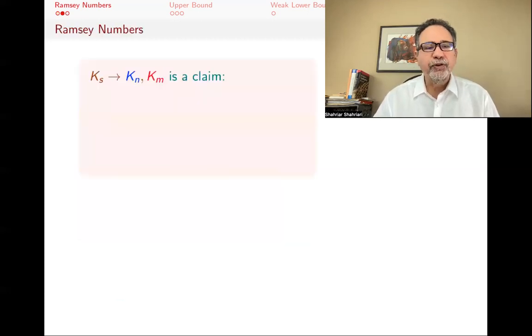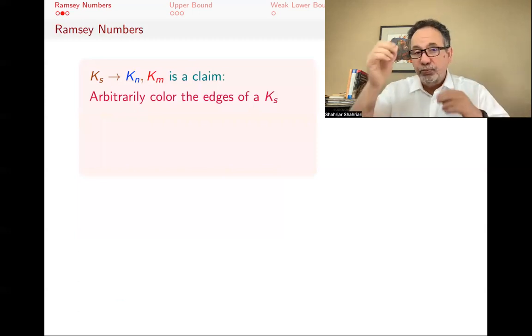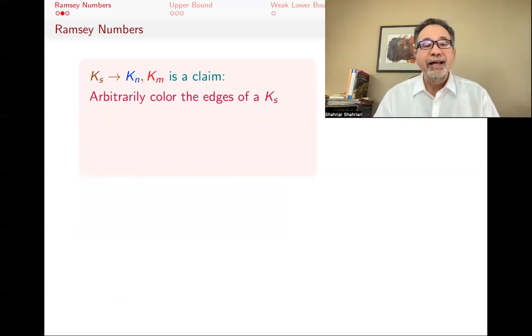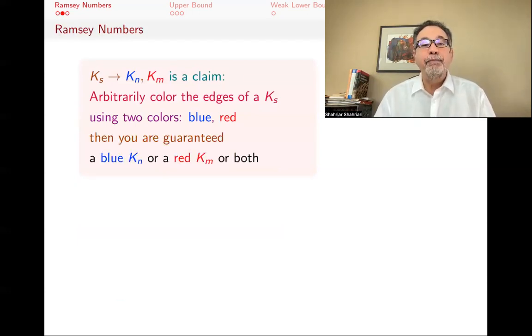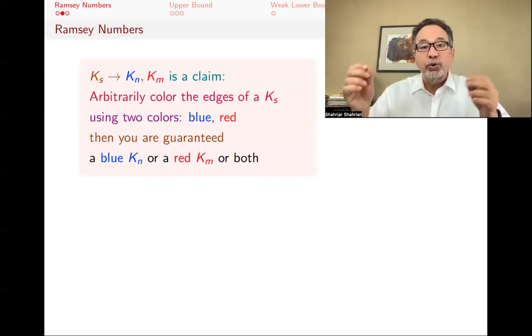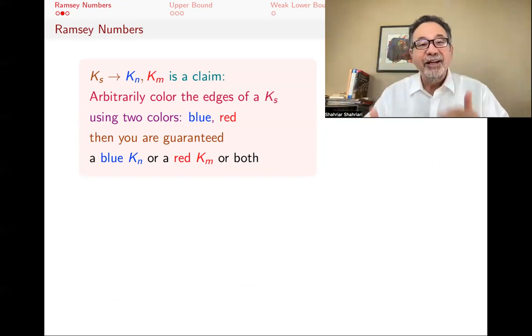So first of all, let me tell you what Ramsey numbers are. If we use this notation, K_s arrows (K_n, K_m), that's a claim. It says that if you take a complete graph on s vertices, put s vertices and all the edges among them, and arbitrarily color the edges using two colors, blue and red, so some of the edges are blue, some red, then you are guaranteed that you will have a blue K_n, that means n vertices among those s vertices where all the edges among them are blue, or a red K_m, m vertices where all the edges among them are red, or both.